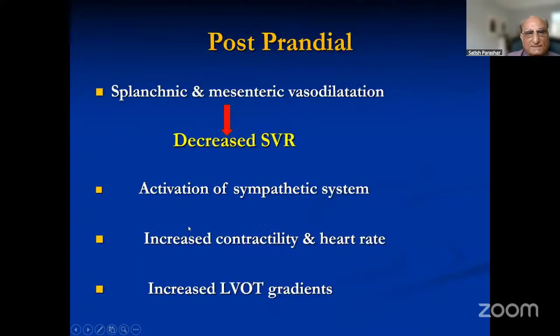And the reason is that following a meal, as per the normal mechanism, there is splanchnic and mesenteric vasodilatation. That leads to a decreased systemic vascular resistance, and this leads to an activation of the sympathetic system and increased contractility and heart rate, and they lead to an increased LVOT gradient. So these are some of the mechanisms.